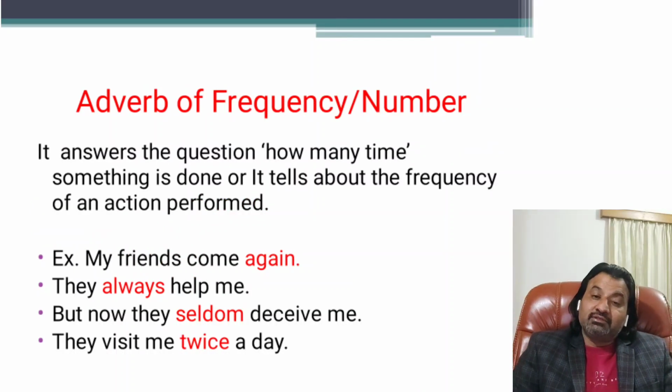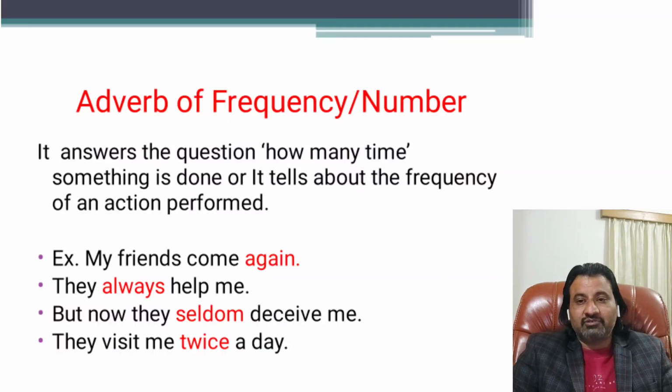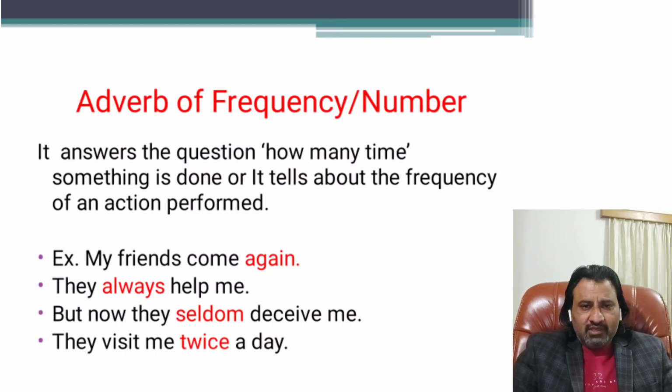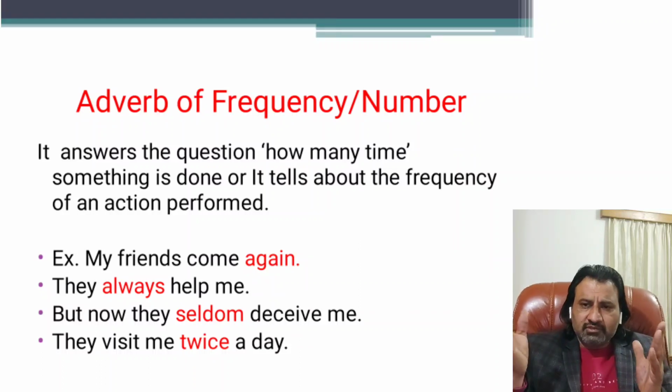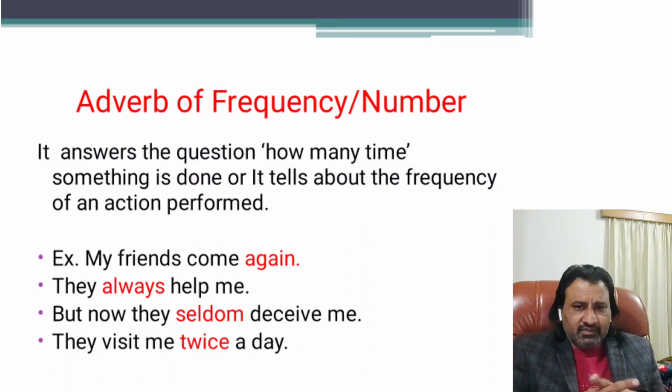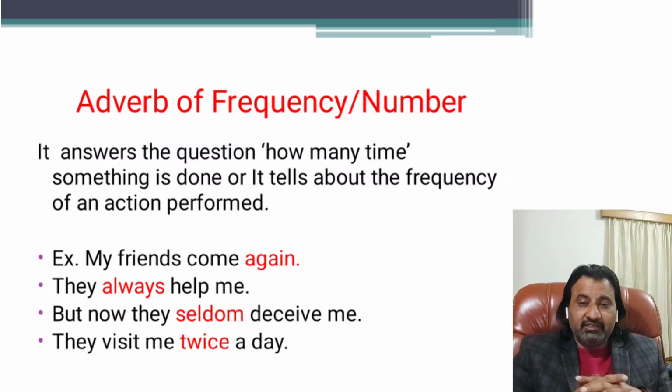And the next type of adverb is adverb of frequency. You can also name it adverb of number, because this type of adverb answers the question how many times something is done. It tells us about the frequency of an action performed. If we read out the examples, we can understand them better. My friend comes again. They always help me, but now they seldom deceive me. They visit me twice a day.